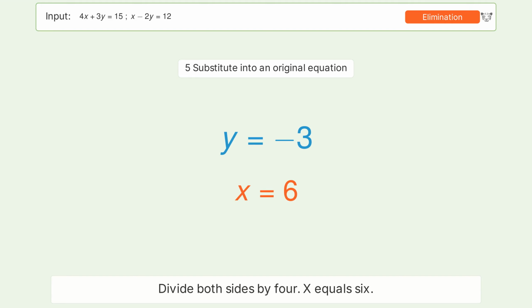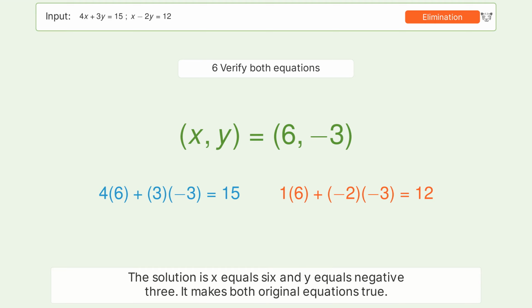X equals 6. The solution is x equals 6 and y equals negative 3. It makes both original equations true.